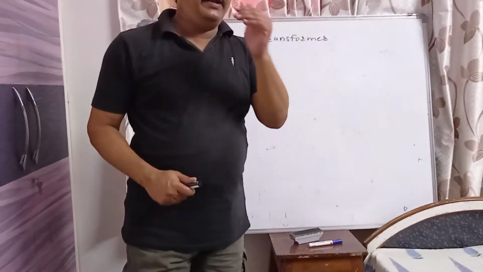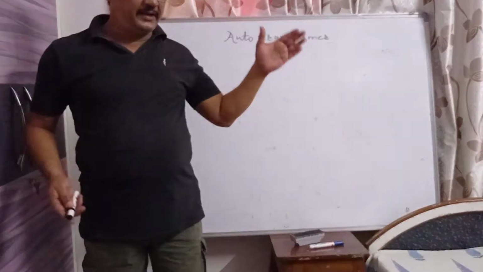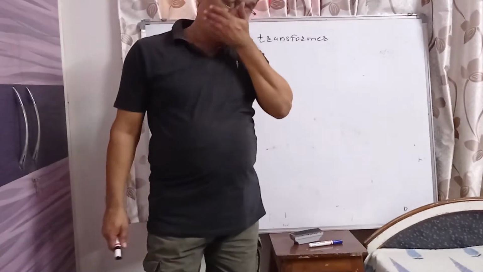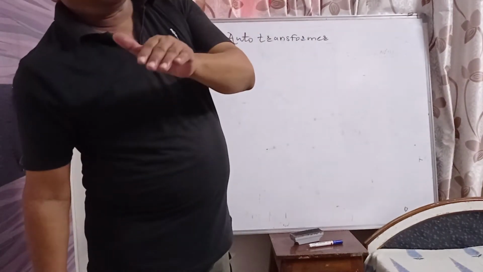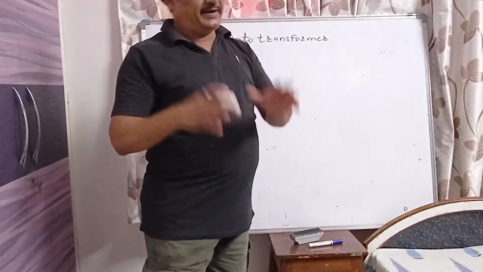Now in the previous two winding transformer we have studied, when N2, the number of turns on secondary, is less than N1, the number of turns on primary, V2 will be less than V1. That is known as a step down transformer. And when N2 is greater than N1, V2 will be greater than V1. Step up transformer. Two separate windings.